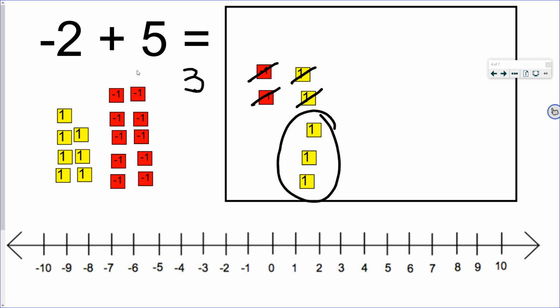How do we demonstrate that on a number line? We always start at 0. Put our first integer in first. Negative 2, go left, 2 negatives. Now, the second integer is positive 5, so we start at negative 2. We'll go to the right, positive 5 integers. 1, 2, 3, 4, 5. See where we stop. Our solution is still 3 on the number line.